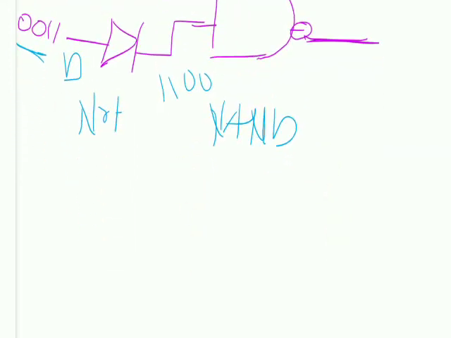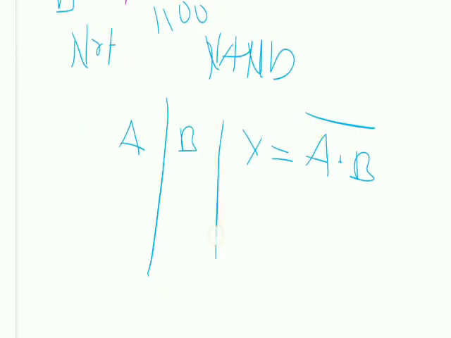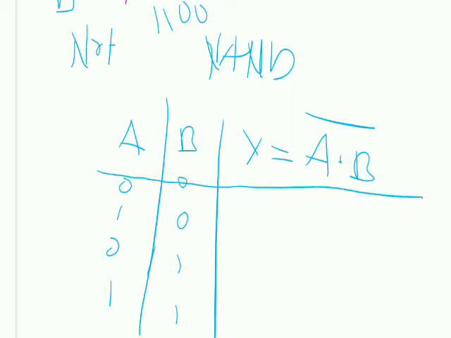NAND gate truth table. A, B, Y is equal to A and B complement. 0 1 0 1, 0 0 1 1, 1 1 1 0. This is the NAND gate truth table.